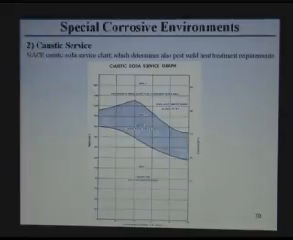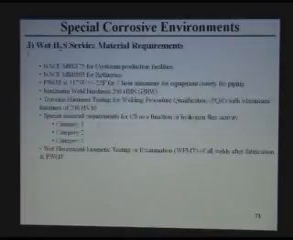For caustic service, we have this chart developed by NACE a long time ago. It's a function of caustic concentration and temperature. If you are in this region, you can use carbon steel. If you're in this region, you have to use alloy, nickel alloy, otherwise you end up with cracking. If you are in this region, you can use carbon steel, but you have to stress relieve to avoid cracking. So these are tools we use to select materials.